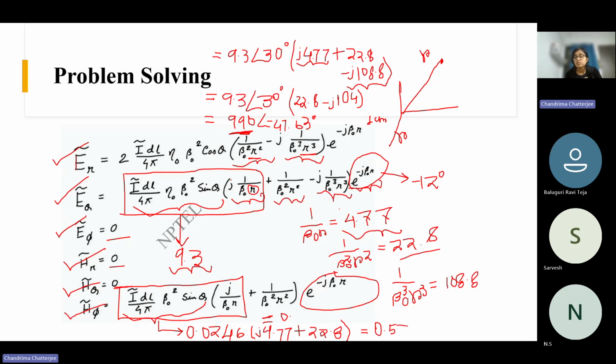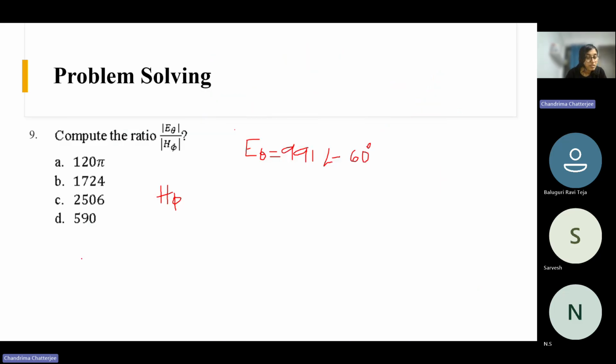Because the ratio, it is asked the ratio of magnitude, that's why I am just calculating the magnitude. So the ratio will be 991 divided by 0.573. Okay. 1729. Do we have 1729.4? I guess option B is the closest one. We can select this 1724. Okay.